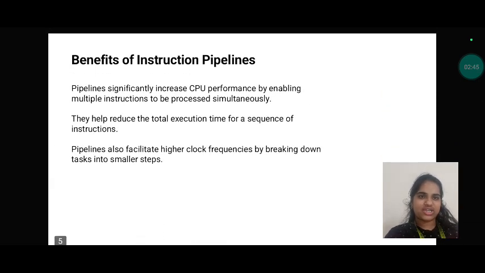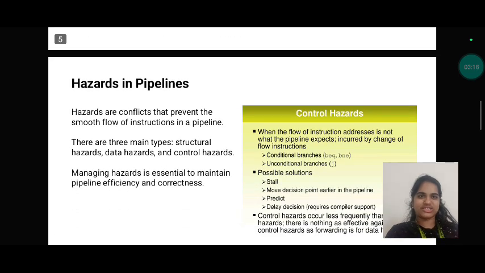The benefits of instruction pipelining: pipelining significantly increases CPU performance by enabling multiple instructions to be processed simultaneously. It helps to reduce the total execution time for a sequence containing different types of instructions. Pipelining also facilitates higher clock frequencies by breaking down tasks into smaller steps.